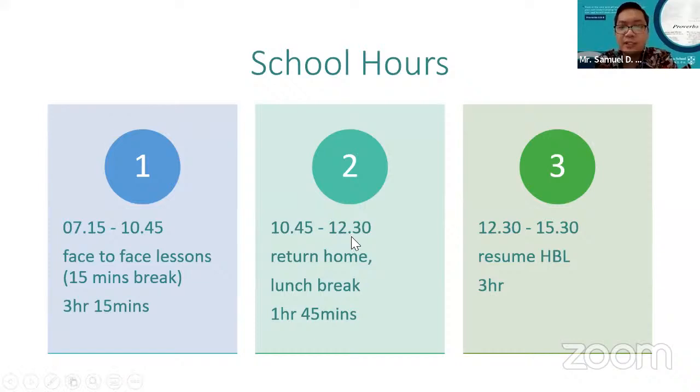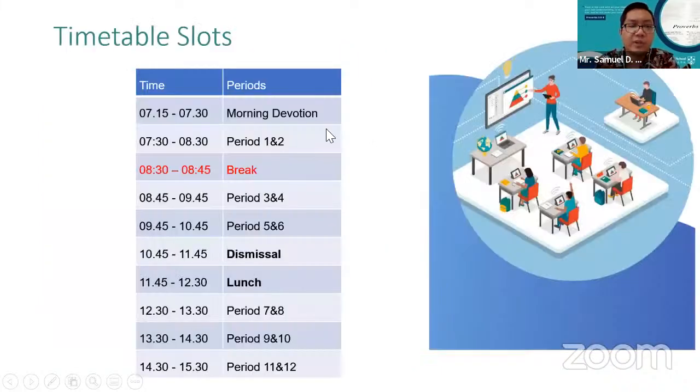From 10:45 until 12:30, you will be dismissed from school. Then you can travel home. You can have your lunch, get a little bit of rest, for 1 hour 45 minutes before you resume HBL from 12:30 until 3:30 at the latest. I think you are quite familiar. So this is the breakdown of the time slot. It's reflected also on the timetable.